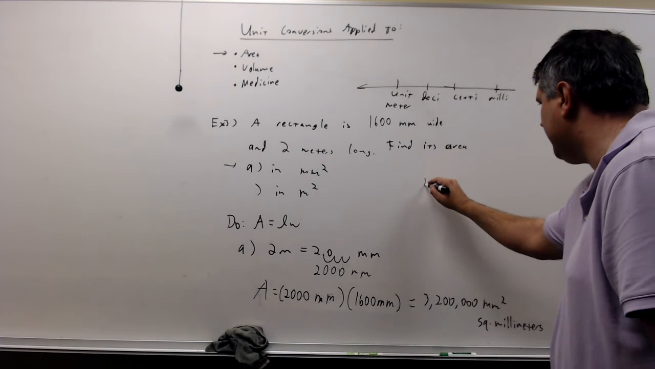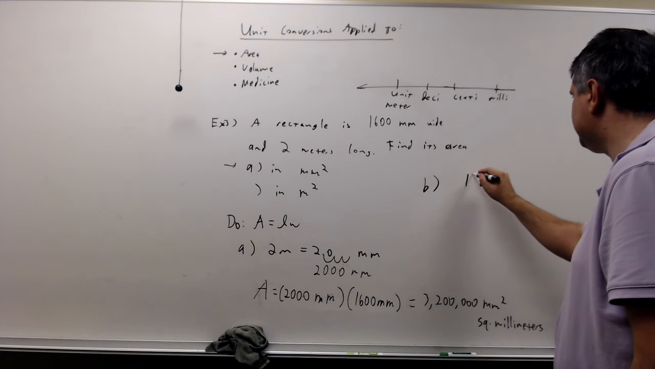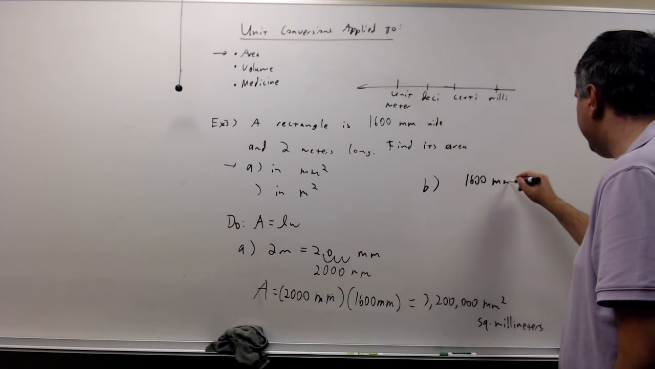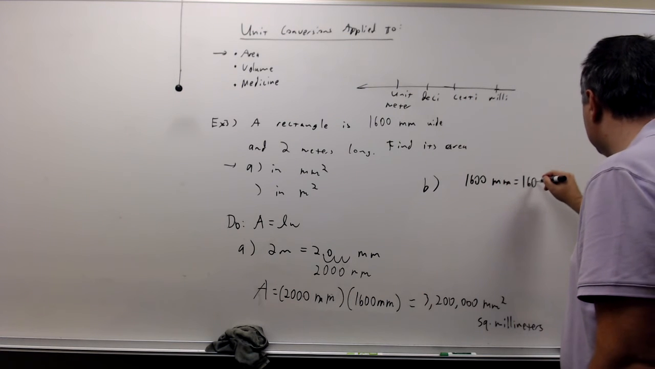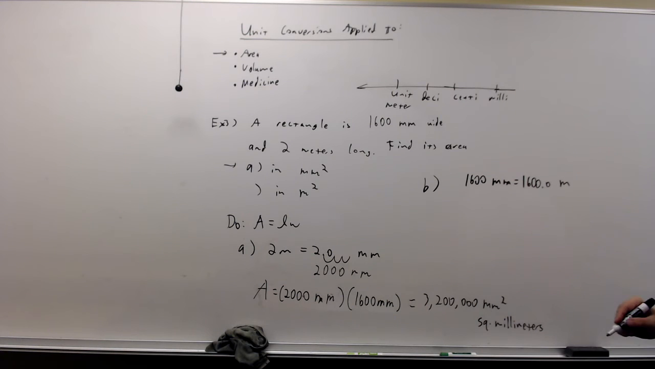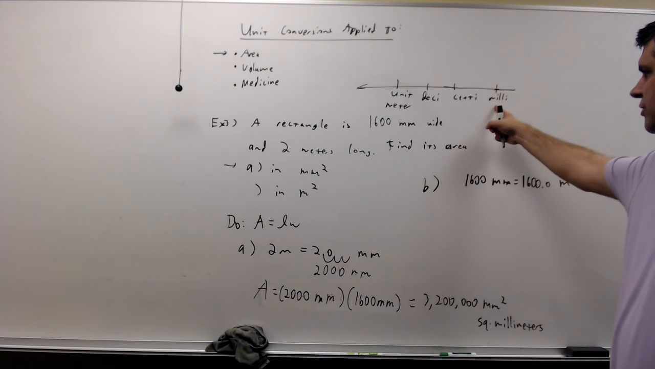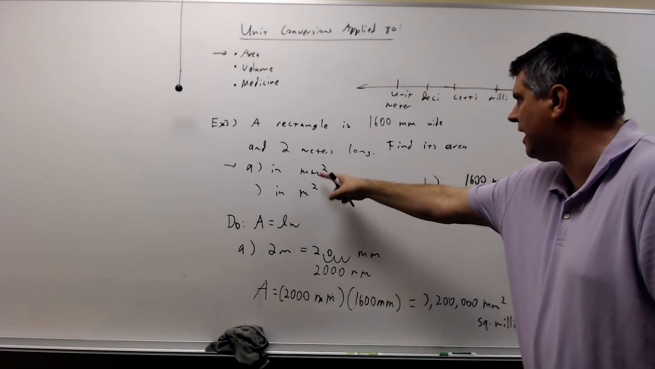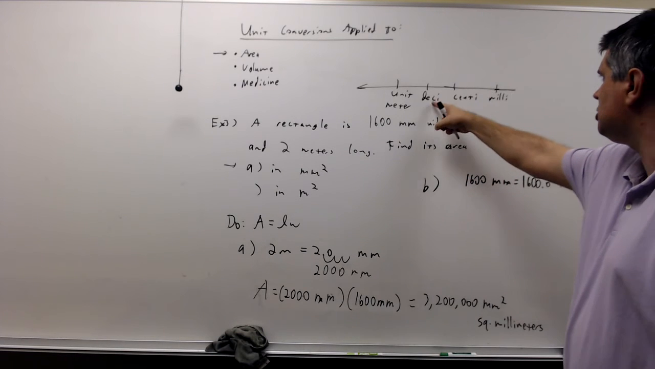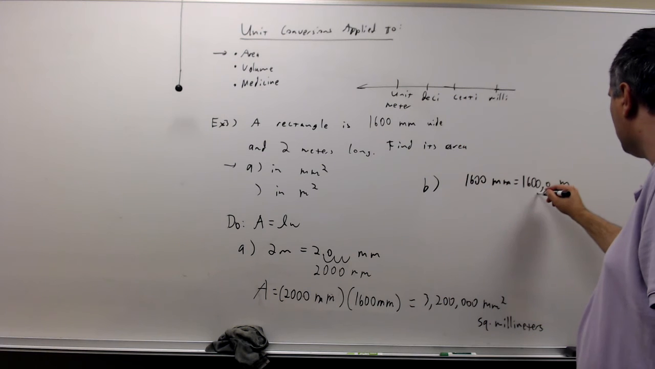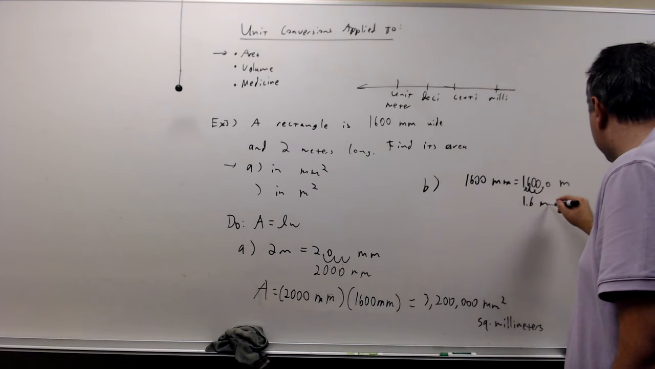Okay, let me do B. 1,600 millimeters equals blank meters. So 1600.0. We are at milli. Since we want this in meters squared, I need both of these to be in meters. So I'm at milli, 1, 2, 3 places over. So that's 1.6 meters.